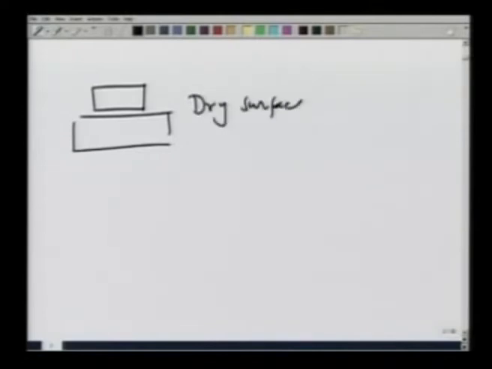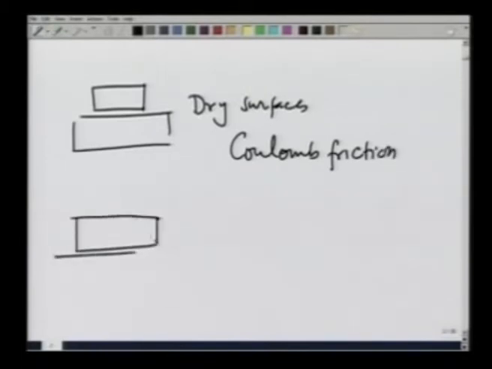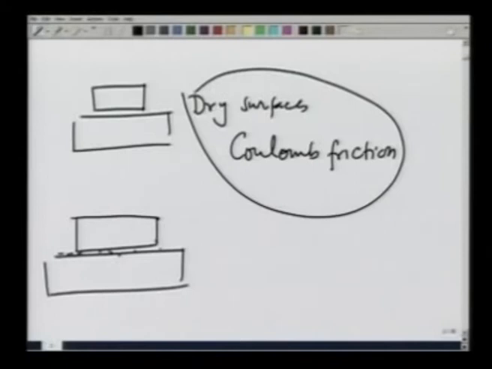Now, the frictional force could be between two dry surfaces, and this is known as Coulomb friction. It could also be between two surfaces that have a thin layer of liquid in between. This is sort of wet friction. Friction is also present when something moves in a liquid, known as the viscous force. In this lecture, we will be concerned primarily with Coulomb friction or friction between two dry surfaces.